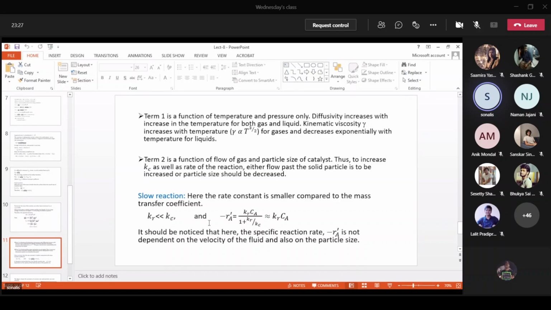coefficient. And from that same equation, minus Ra dash is equal to Kr Ca by 1 plus Kr by Kc. And Kr by Kc is very, very small compared to 1, as Kr is very small. So it comes as minus Ra dash is almost equal to Kr into Ca. That means the rate of the reaction is proportional to the rate constant and the concentration of the reactant.